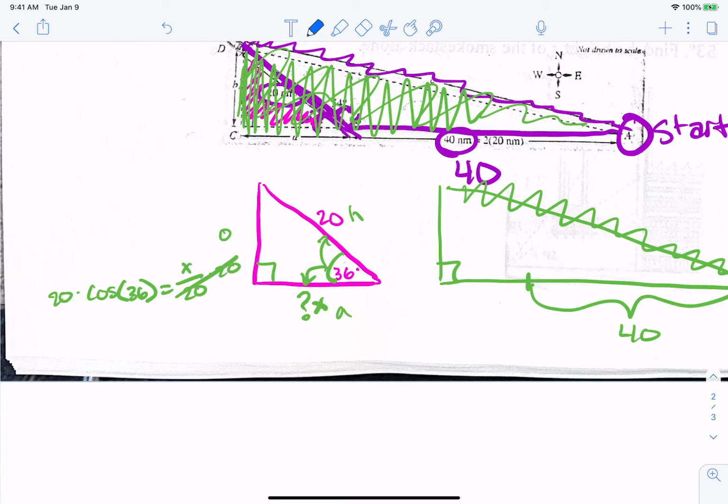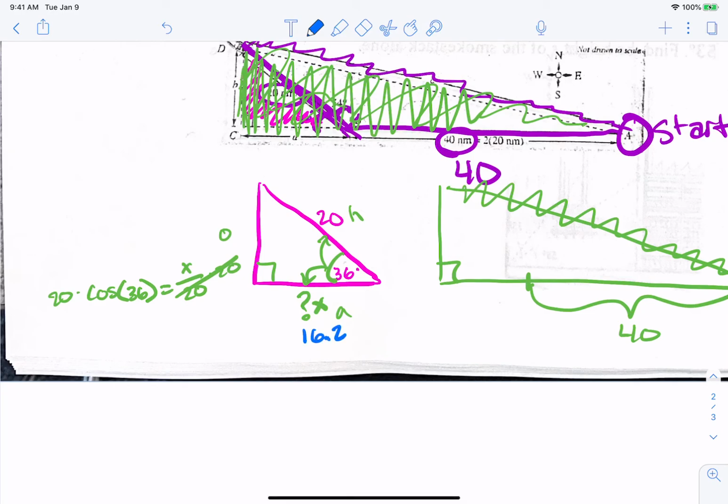20 cosine 36. What is that? Is that how you do it? 20 times the cosine of 36. 16.2, we'll go to the nearest tenth.